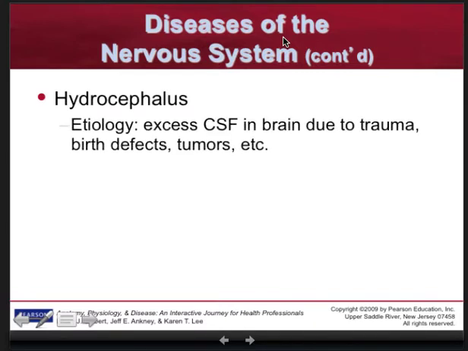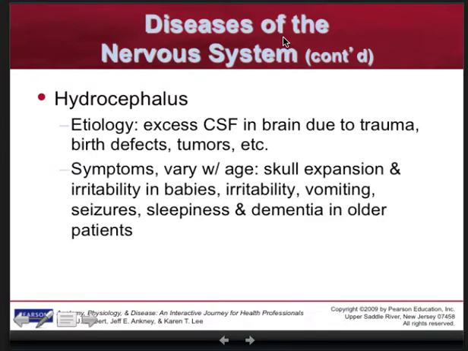Hydrocephalus is called water on the brain. It results from excess cerebral spinal fluid in the brain due to either trauma or birth defects. Symptoms vary with age. The skull will expand to attempt to accommodate the extra pressure brought about by the accumulation of fluid. It can cause irritability in babies, irritability in adults, vomiting, seizures, sleepiness, and dementia in older patients due to damage to the nerve tissue.